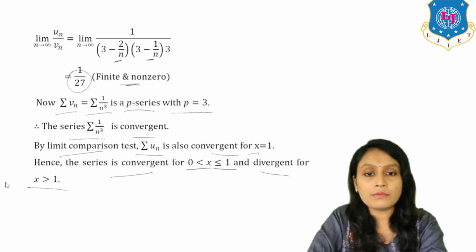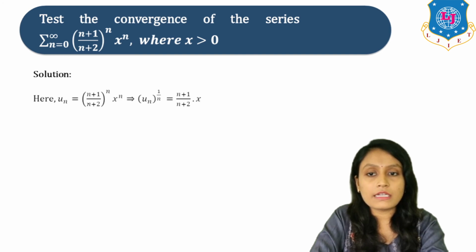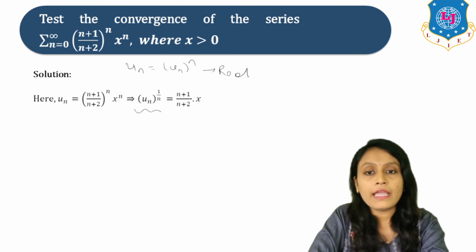So now let's move to one more example. Check the convergence of the series ((n plus 1) upon (n plus 2)) whole raised to n into x raised to n, where x is greater than 0. Here un is given, that is ((n plus 1) upon (n plus 2)) whole raised to n into x raised to n. Now here we have un of the form vn whole raised to n, right? So we will apply the root test. For that we have to find un raised to 1 upon n. So un raised to 1 upon n is equal to (n plus 1) upon (n plus 2) into x.